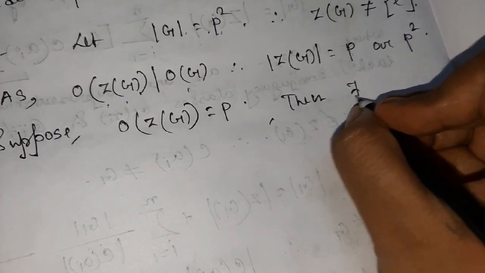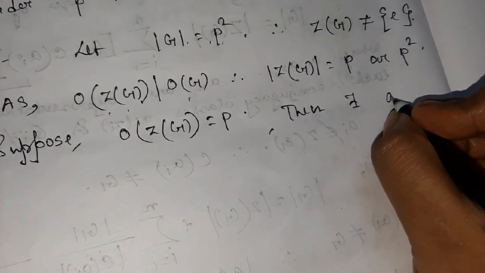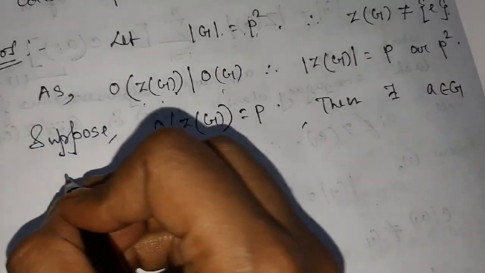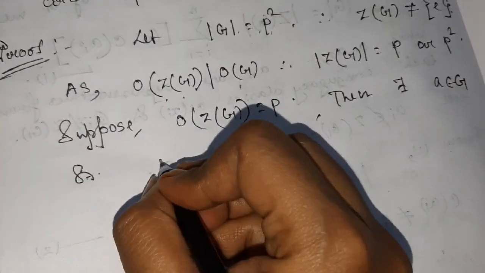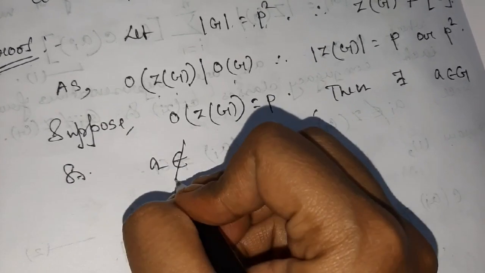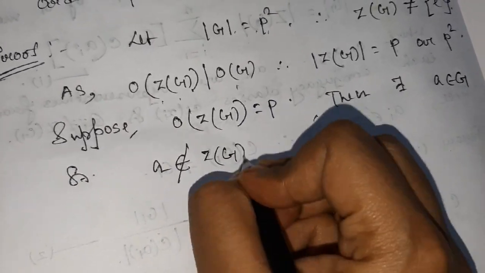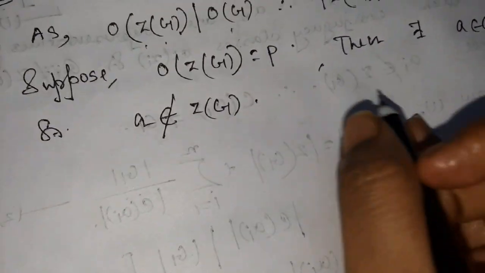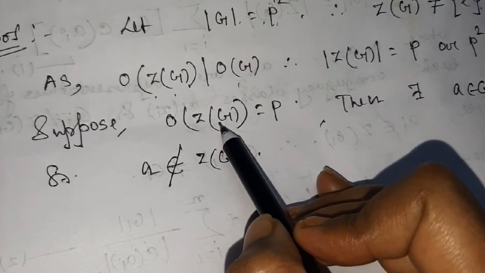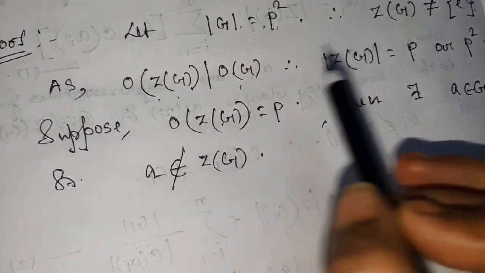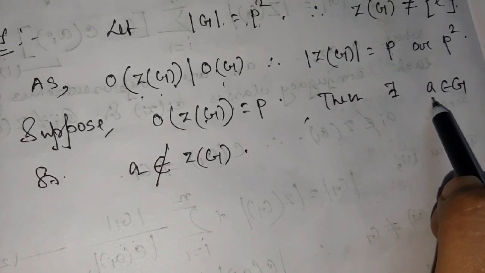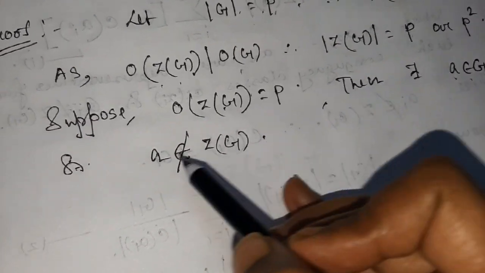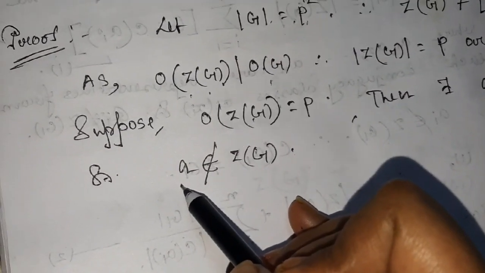There exists a belonging to G such that a does not belong to ZG. It will definitely happen. Okay, as the order of ZG is less than the order of G, then there must exist some element small a which belongs to G but does not belong to ZG.